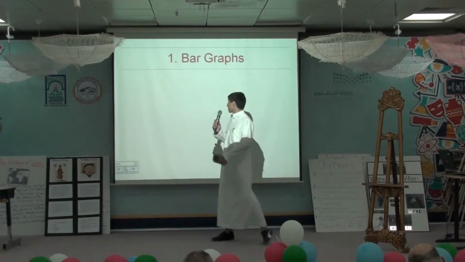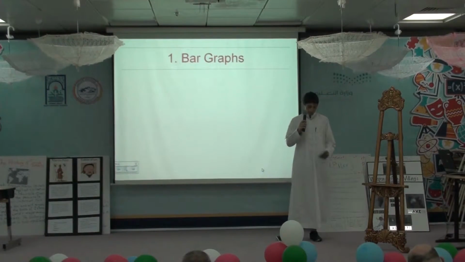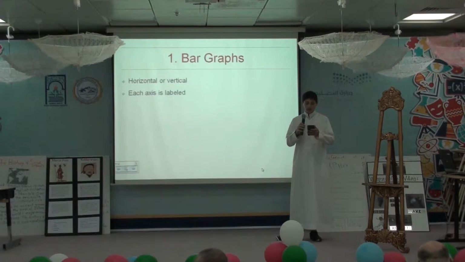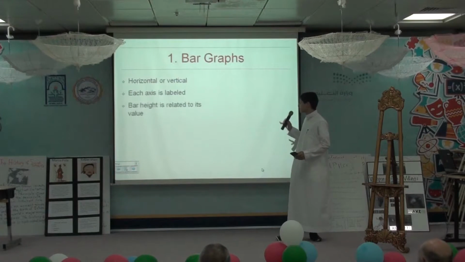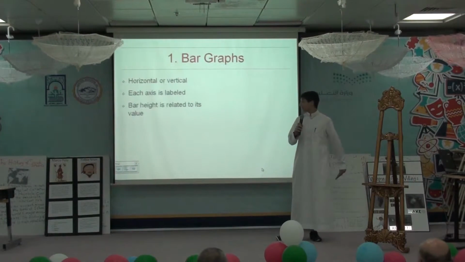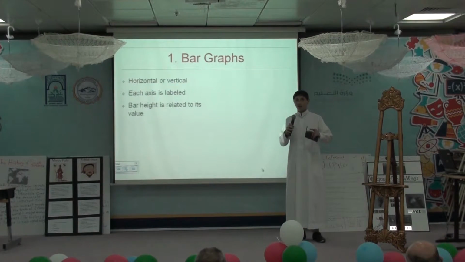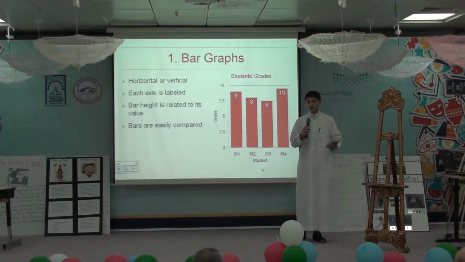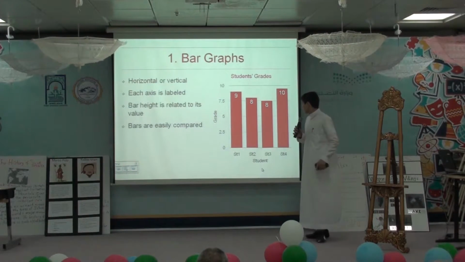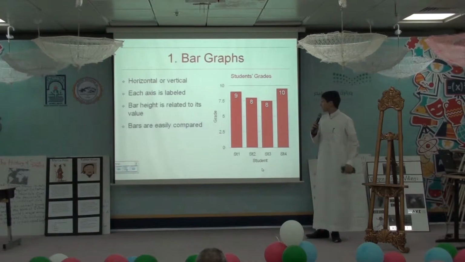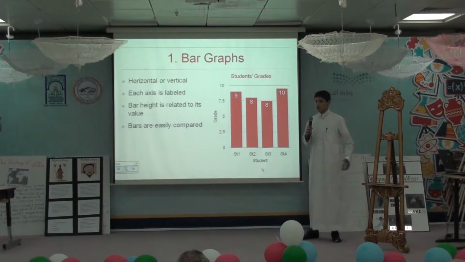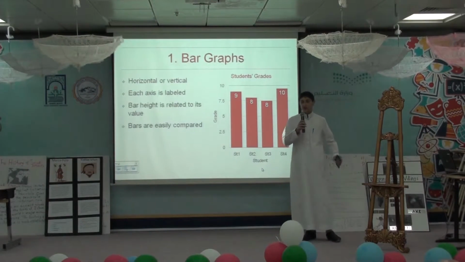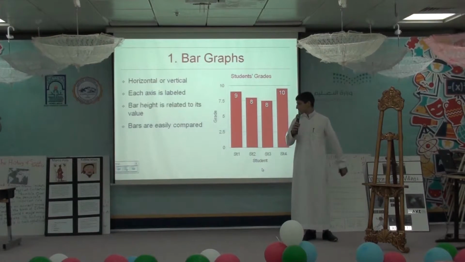Okay, so the first graph we'll talk about is the bar graph. A bar graph can be horizontal or vertical. It has a category on each axis, the x-axis and the y-axis. Each bar height is scaled according to the value. So if the value is higher, the bar will be higher. If the value is lower, the bar will be lower. And a good advantage of bar graphs is that they are very easily compared. They are commonly used to compare different grades and other things.